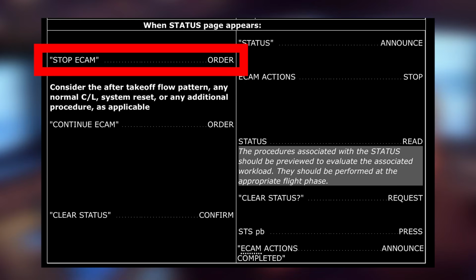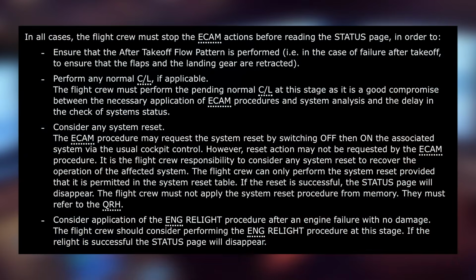Reading the status page immediately is no longer appropriate, and these are the reasons the Flight Crew Techniques Manual provides for us to always stop ECAM when reaching the status page. In all cases, the flight crew stops ECAM actions to consider 4 things. These do not need to be verbalized, but we will during this video as a demonstration.